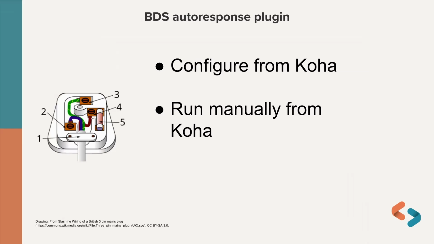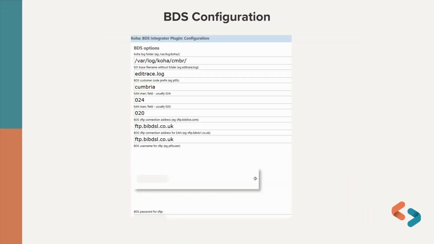It also allows you to run the process manually. So at the moment, it's all scheduled from the cron job, as I say, once a day. But sometimes you might want to say, oh, we just want to submit our orders now and get them back. So it means you can run it direct from Koha as well. So that's a nice feature. So that plugin has been in there for quite a time.